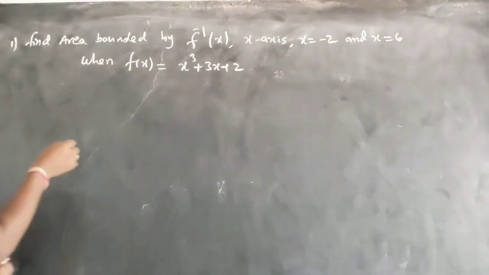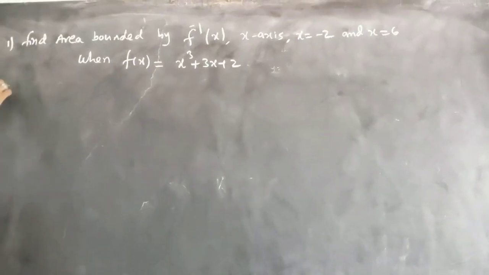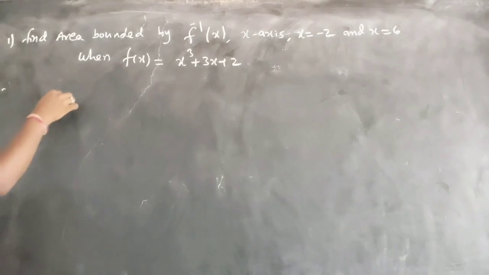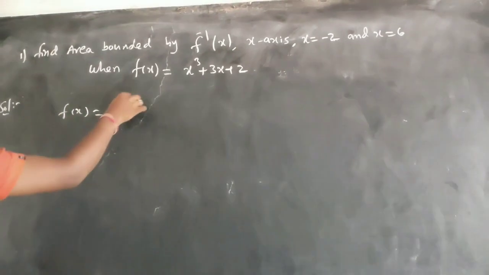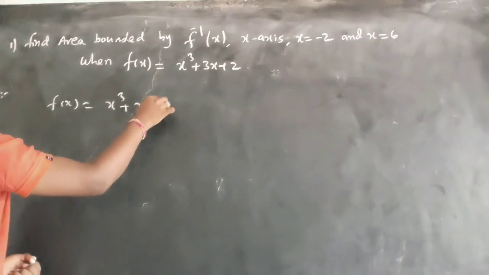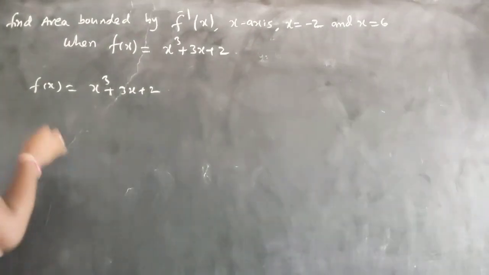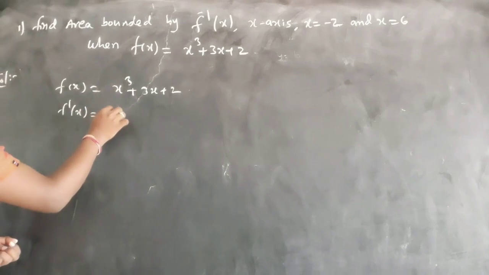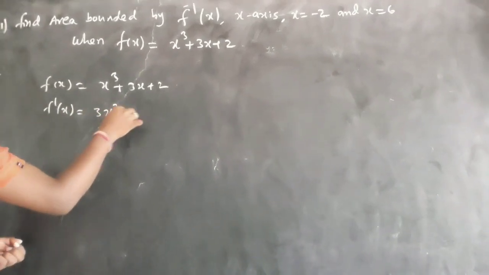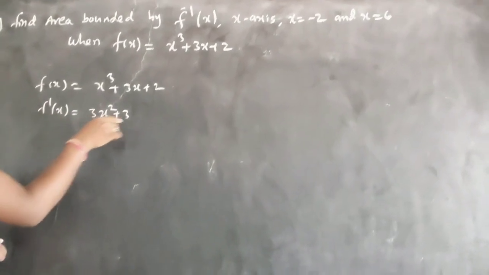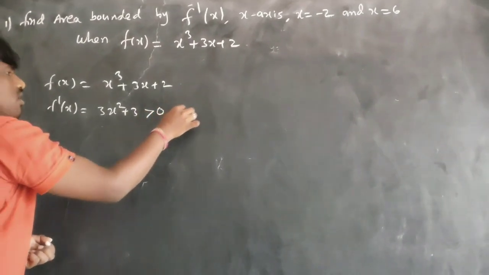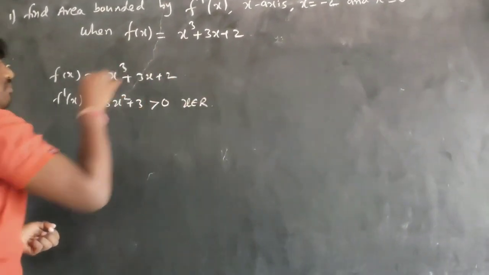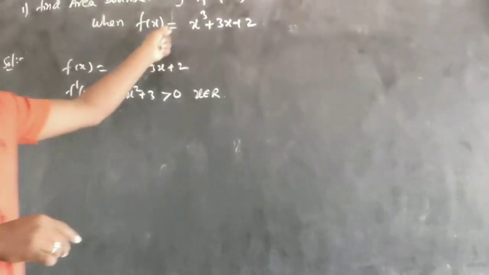Let us take the given function. f of x is equal to x cubed plus 3x plus 2. Correct? So what is f dash of x? f dash of x is equal to 3x square plus 3. That means f dash of x is greater than 0 for all x belonging to R. That you remember.